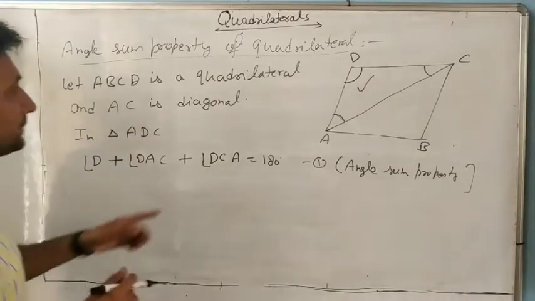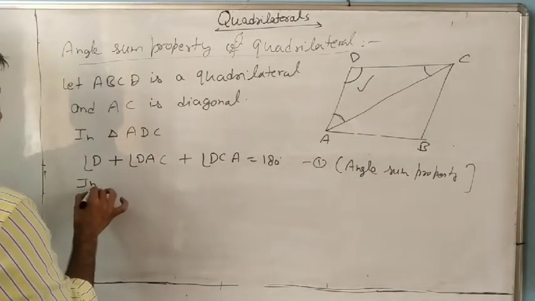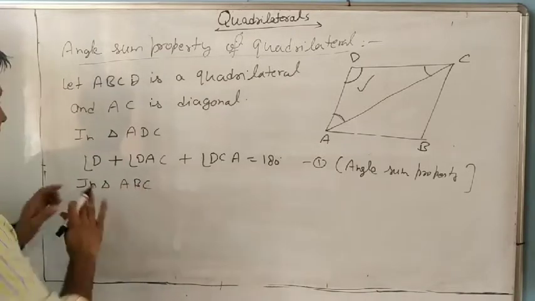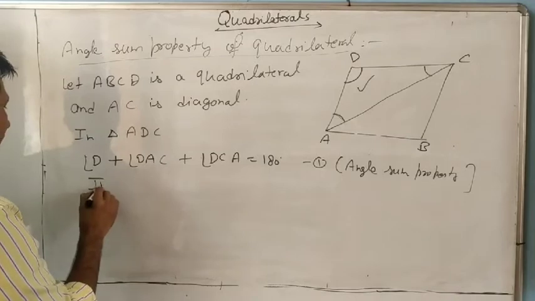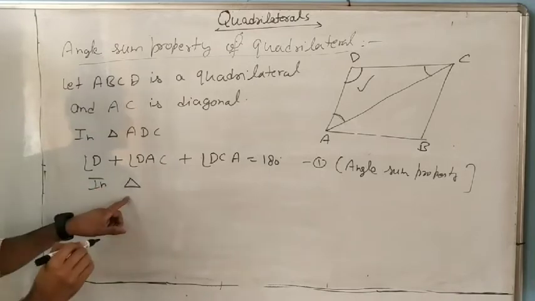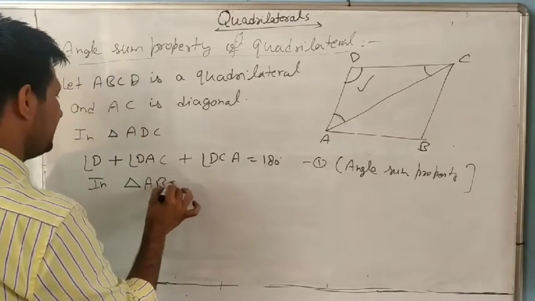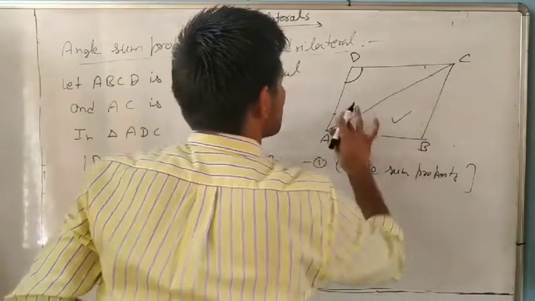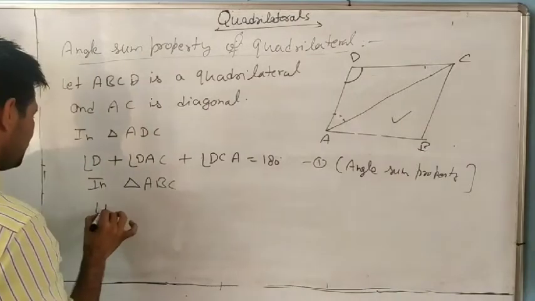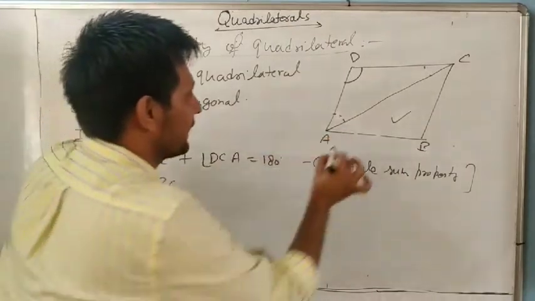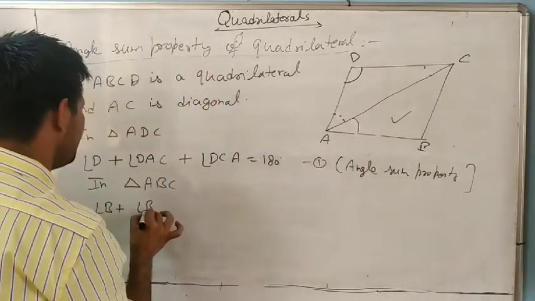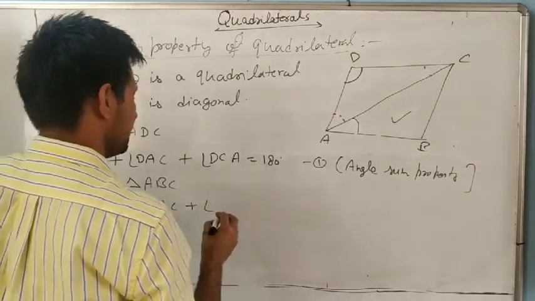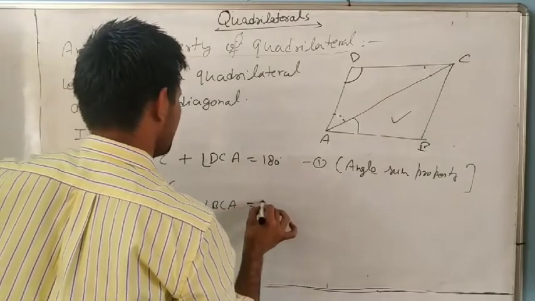Next, in triangle ABC. Look, this is the symbol of triangle. In triangle ABC, in this one triangle now, I am discussing. So angle B plus angle BAC plus angle BCA is how much? 180.